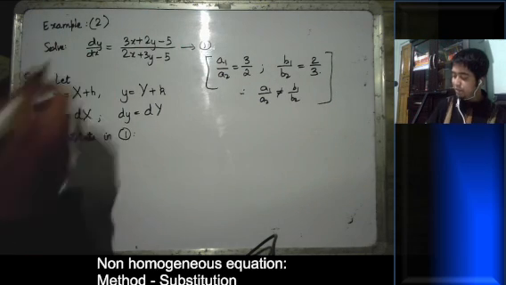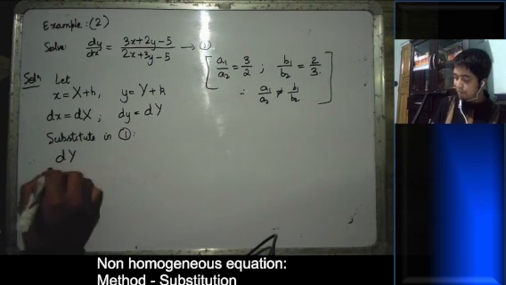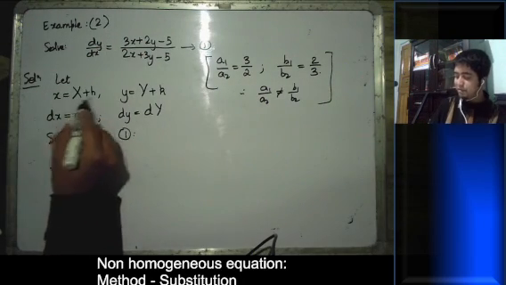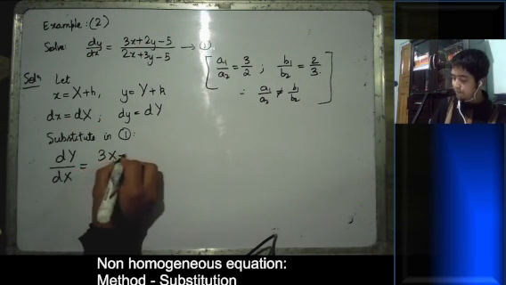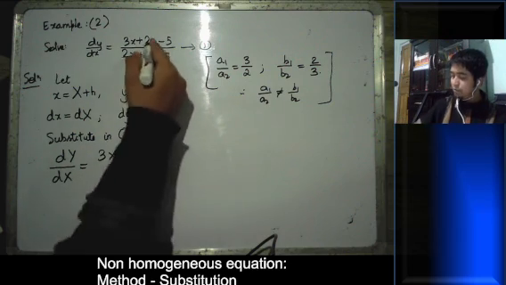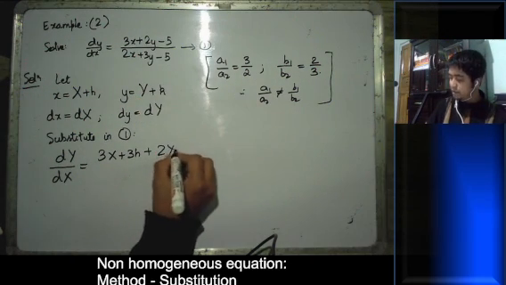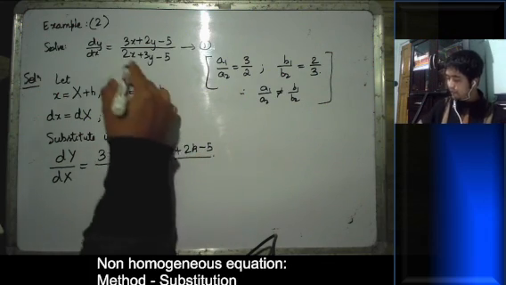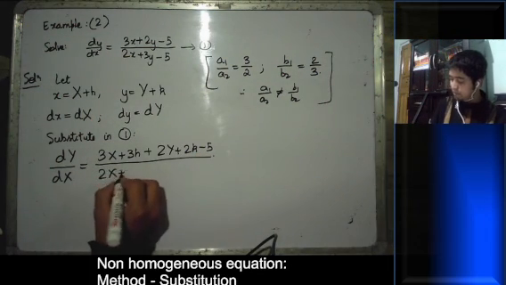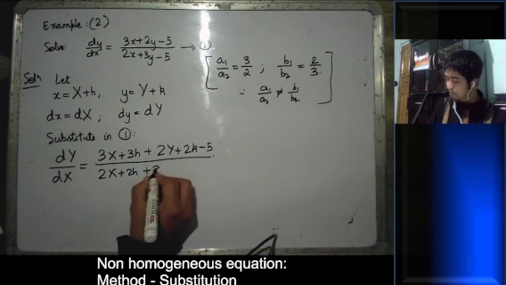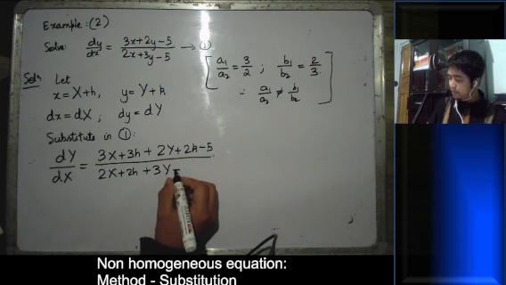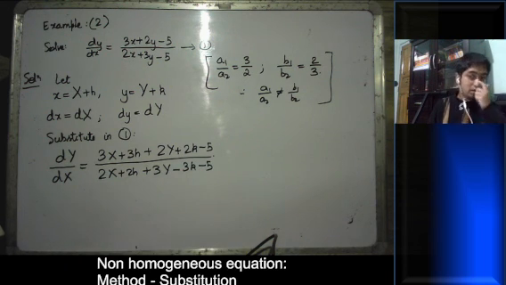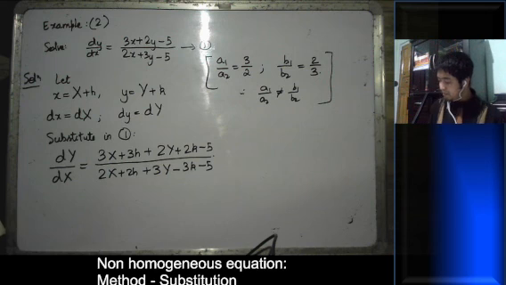You will be getting dY/dX, and over here 3x will become 3x plus 3h, 2y will become 2y plus 2k minus 5, divided by 2x, 2x plus 2h plus 3y minus 3k minus 5. Okay, so we have reached up to this stage.